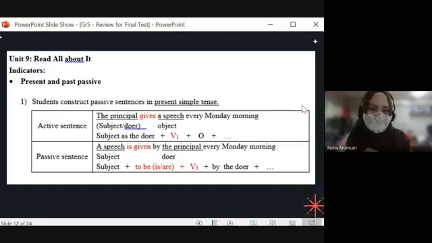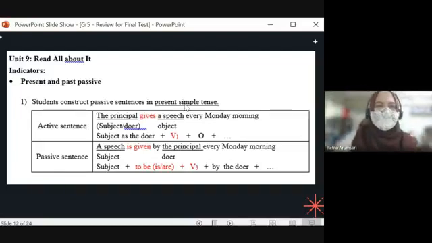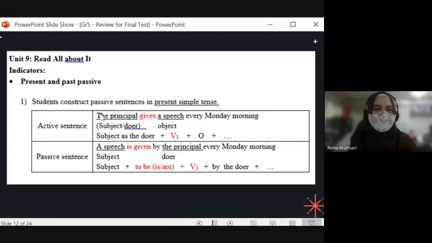Please be careful with that, 5C. You need to look at the problems carefully. Is it a verb one or a verb two? If it is a verb one, this is how you do it. The active sentence is like this: The principal gives a speech every Monday morning. This is the subject or the doer, and the object is the speech. After you find the object, you put the object at the beginning of the passive sentence.